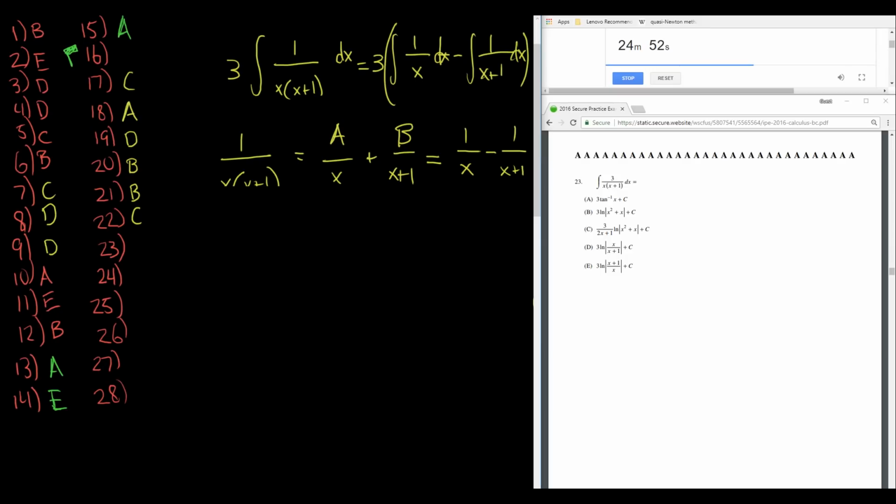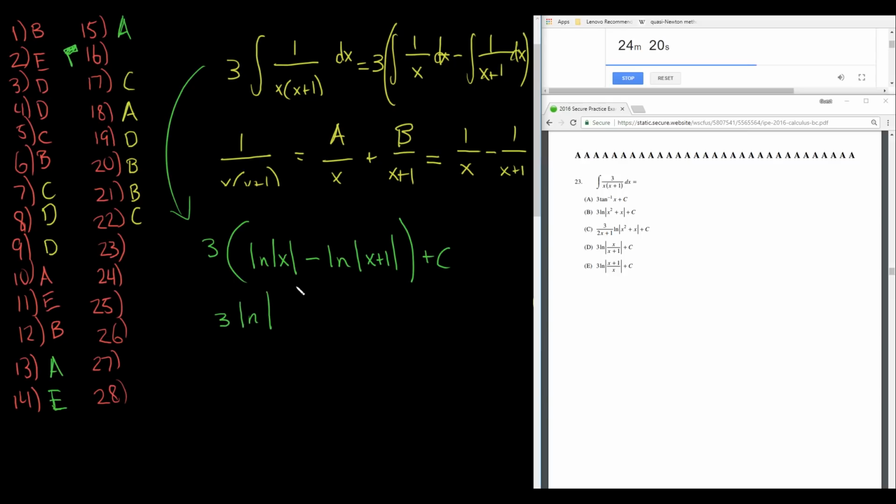Alright, and switch colors. We're coming down here. So we have 3 times the integral of 1 divided by x, and that, as we saw, is the natural log of the absolute value of x. And we're going to add the plus c at the end, minus, and then here we have the natural log of x plus 1, and here then we add the c, and I factor it out because the 3 is just going to make it into a new constant, and this is going to come out to 3 natural log of the absolute value of, remember, subtraction of natural logs is the same as dividing, plus c.